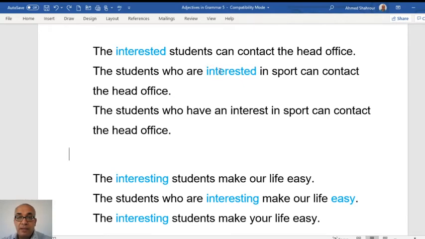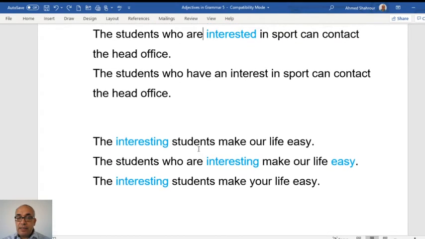And I explained this in my videos on adjectives. We can put adjectives before nouns, or we can put adjectives after verbs. So here I put the adjective before nouns, and here I put the adjective after the verb.